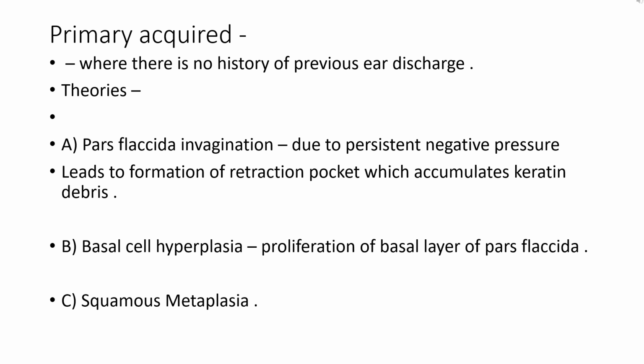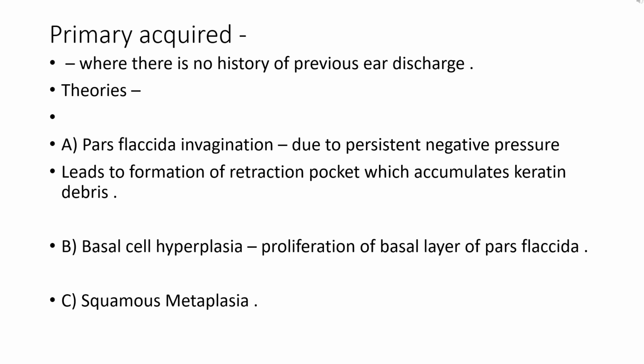What are the important theories related to this? Number one is pars flaccida invagination. What happens in this? Basically, there will be negative middle ear pressure due to eustachian tube blockage, and due to persistent negative pressure, it will lead to the formation of a retraction pocket, which accumulates keratin debris, which is covered by the matrix and leads to the formation of cholesteatoma.